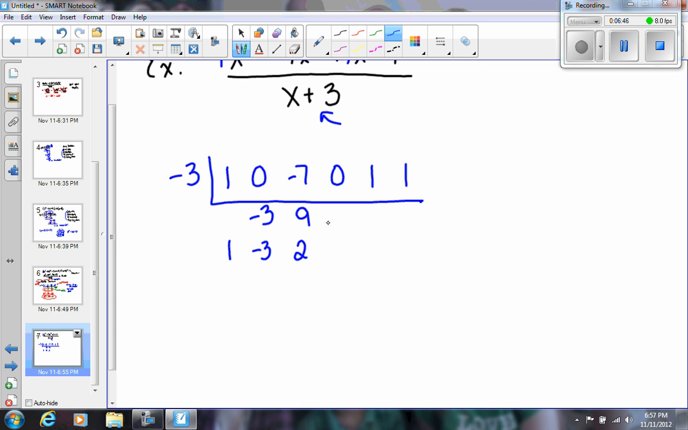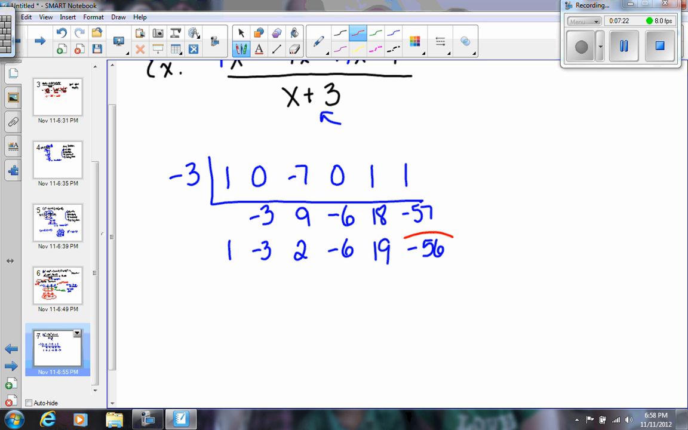Multiply, negative 3 times 2 is negative 6, and add. 0 plus negative 6 is negative 6. Multiply, negative 3 times negative 6 is positive 18, and add. 1 plus 18 is 19. Multiply, negative 3 times 19 is negative 57. And add. Negative 1 plus negative 57 is negative 56.